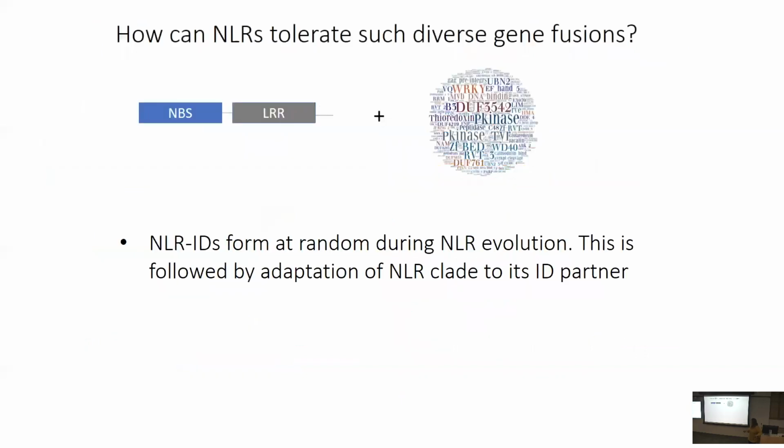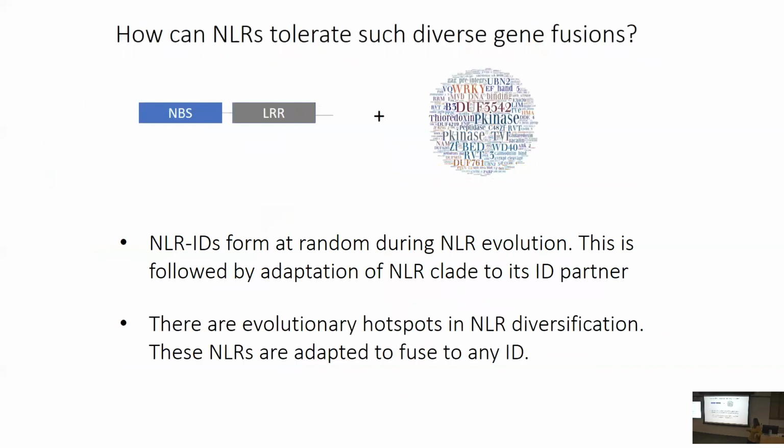So how can NLRs tolerate these fusions? We had two hypotheses. One is that NLR IDs form at random during NLR evolution and are followed by adaptation. And the second is that there are evolutionary hotspots in this diversity, a specific place where those fusions happen more often.